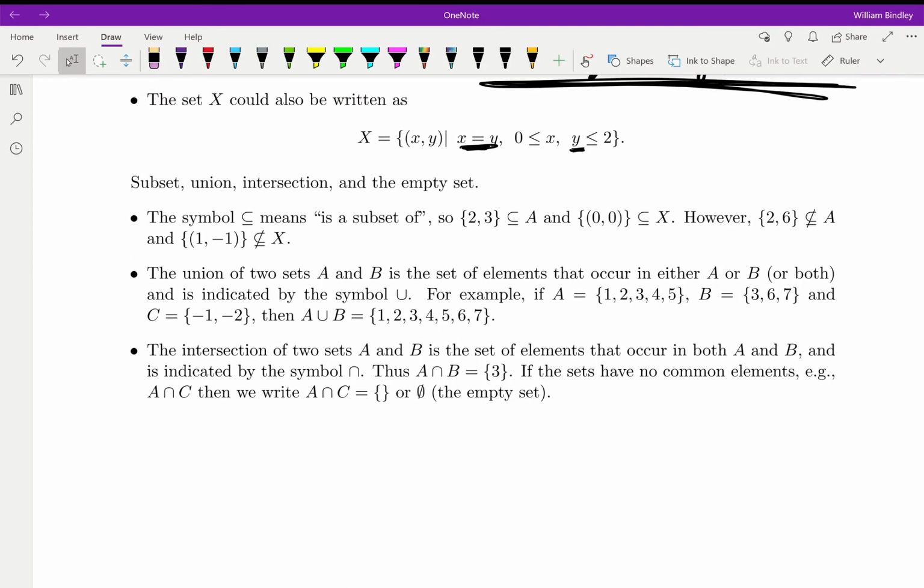Okay, so subset, union, intersection, and the empty set. So this symbol here means is a subset of.